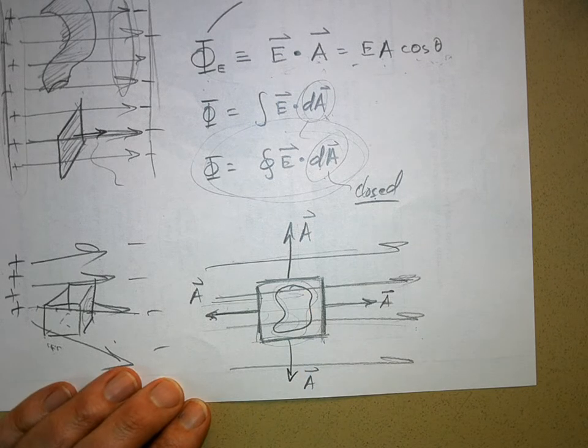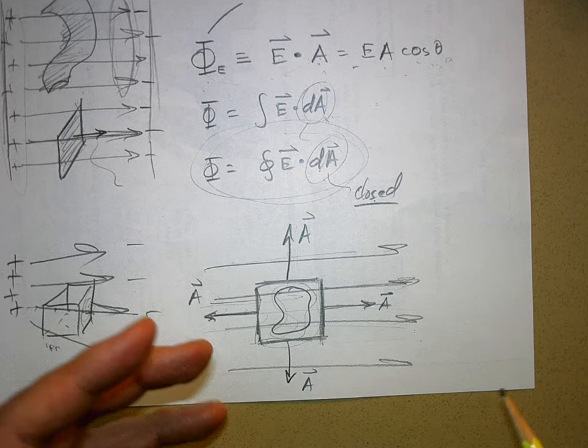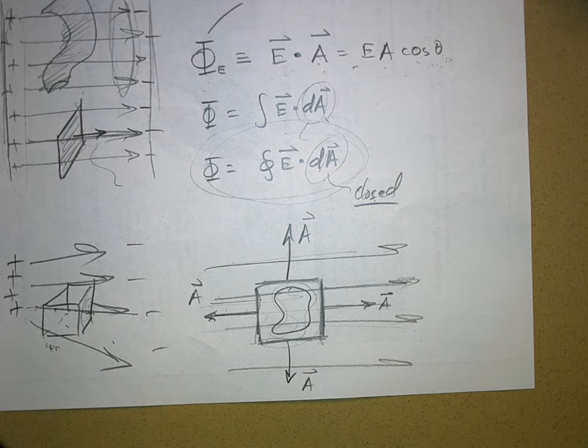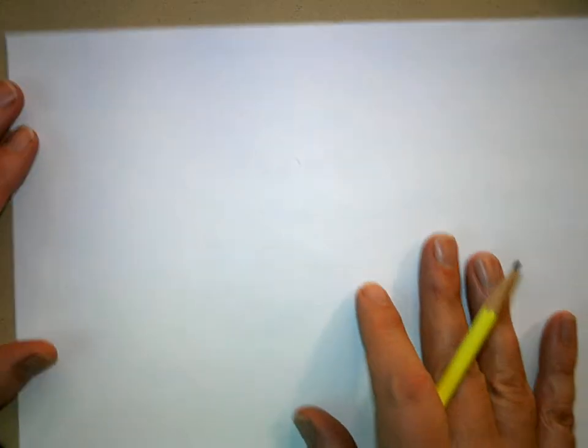It's really easy to visualize. It's hard to say mathematically. Well, it's not hard to say mathematically, but I mean it's easy to see in your imagination. Well, what if I put charge inside there? And now we get to the magic of Gauss's law. So now we'll just call it Gauss's law.